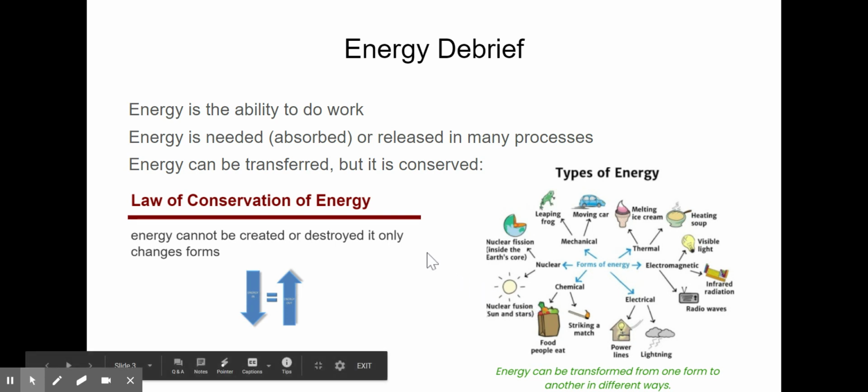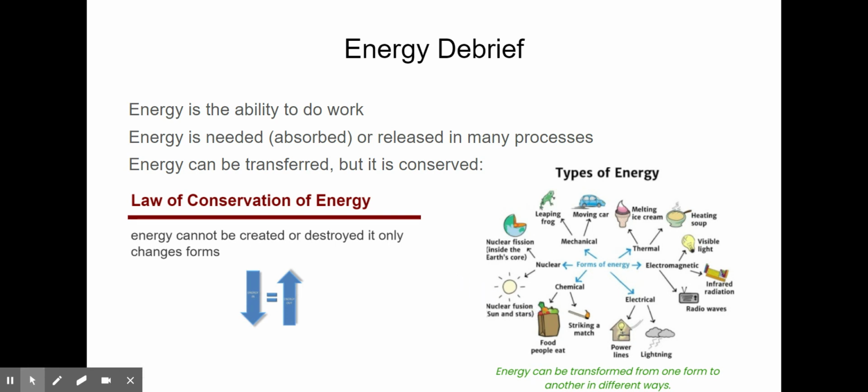But the most important thing with all energy is the law of conservation of energy. So just like matter, in the first unit we covered matter, the law of conservation of mass. Mass cannot be created or destroyed. The mass in the beginning is equal to the mass in the end. Same thing with energy. Energy cannot be created, it cannot be destroyed, but it can change. It can change what form it's in.